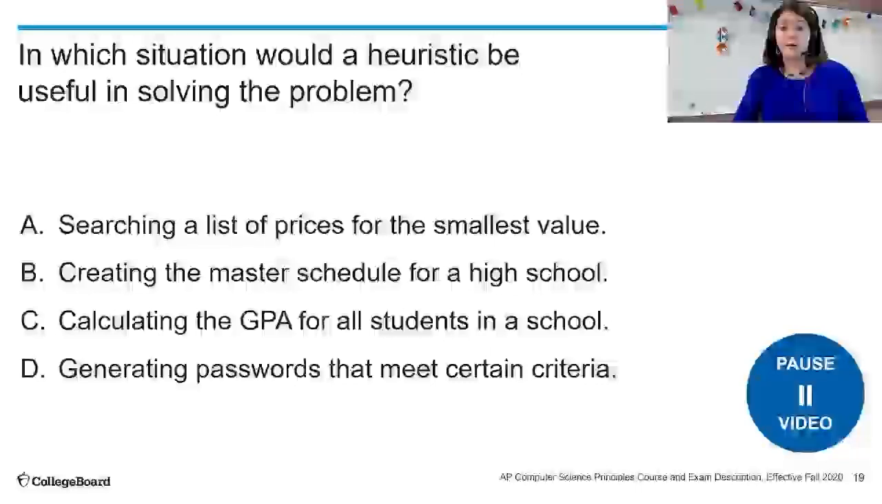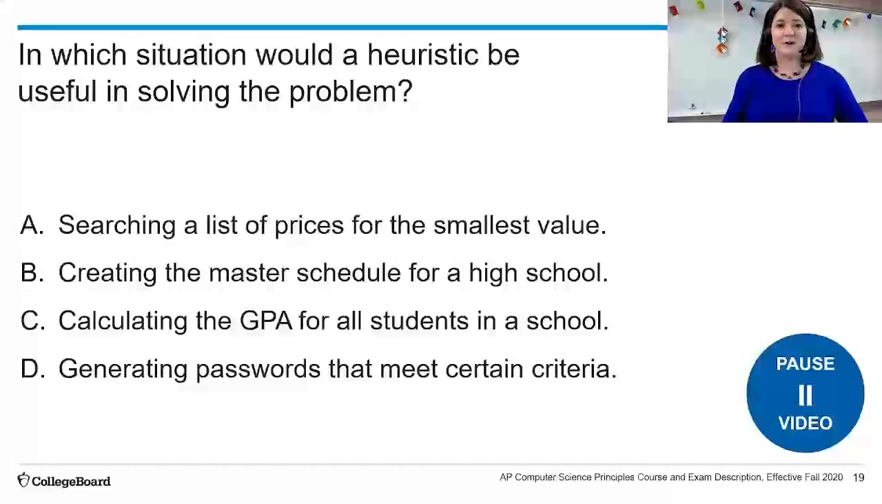So you want to think about, is there a set solution to some of these problems? Or would there be possibly more than one solution and it would be difficult to determine the best solution every time? So searching the list of prices for the smallest value, we could search and know that we found the smallest value. So probably don't need a heuristic there.